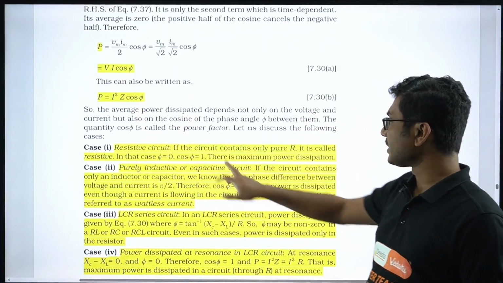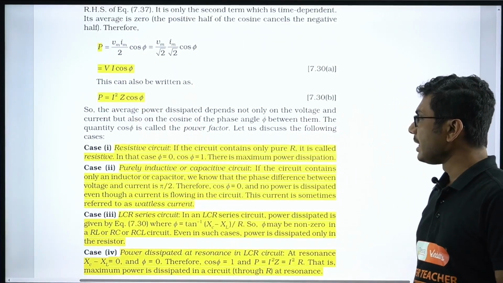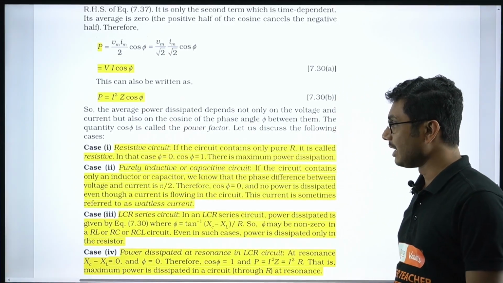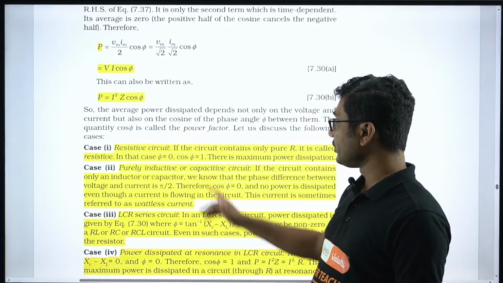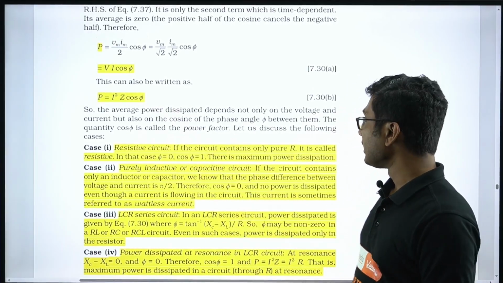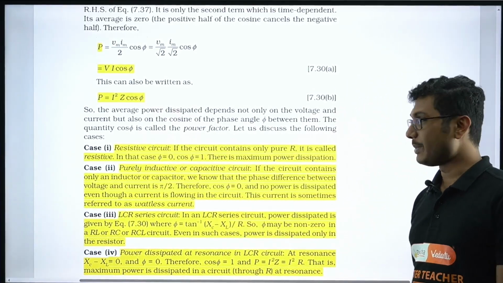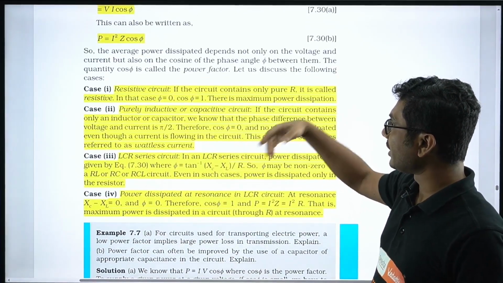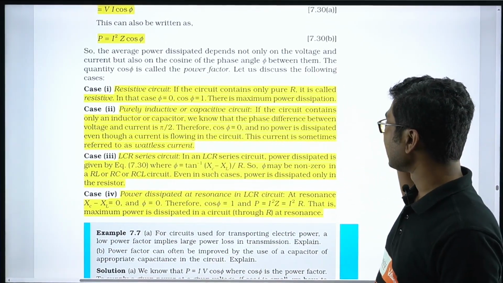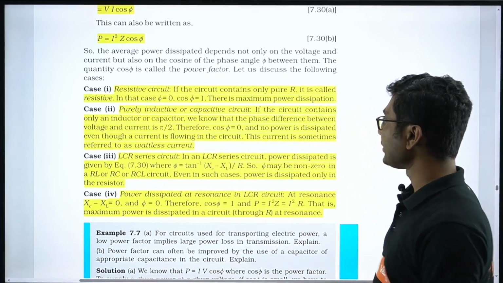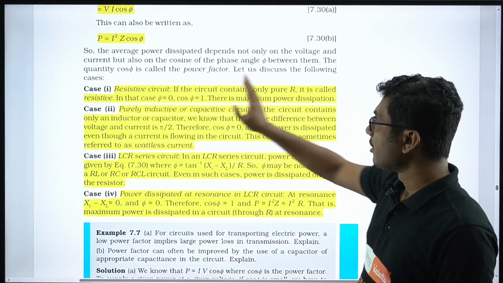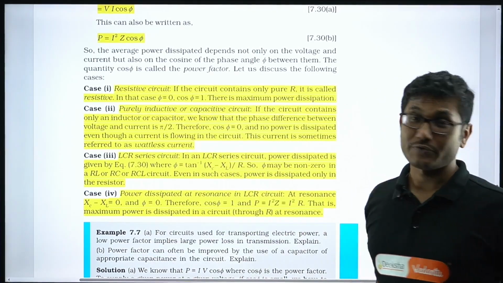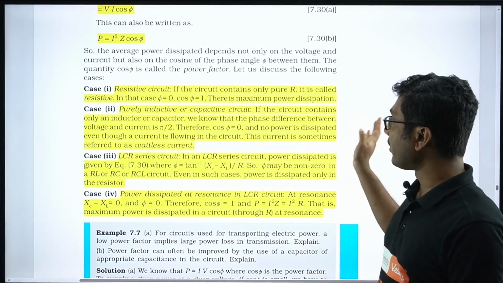Resistive circuit: if the circuit contains only pure R, it is called a resistive circuit. In that case phi is equal to 0, cos phi is equal to 1. The maximum power is dissipated. Now there are a few more cases. In case of a purely inductive or capacitive circuit, the circuit contains only an inductor or capacitor. We know that the phase difference between voltage and current is pi by 2. That means cos phi becomes 0, so no power is dissipated.